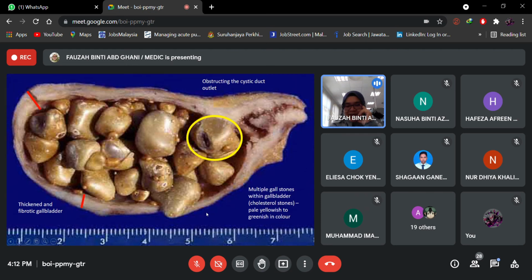Okay, I think sebab kita pun dah pernah discuss case ni dekat PBL and all that, so it's just basically a revision of your understanding of this condition. So in essence, what is the bottom line diagnosis for this patient? Even if we have not seen the microscopic image, based on this gallbladder which we're seeing in front of us, what is the diagnosis?